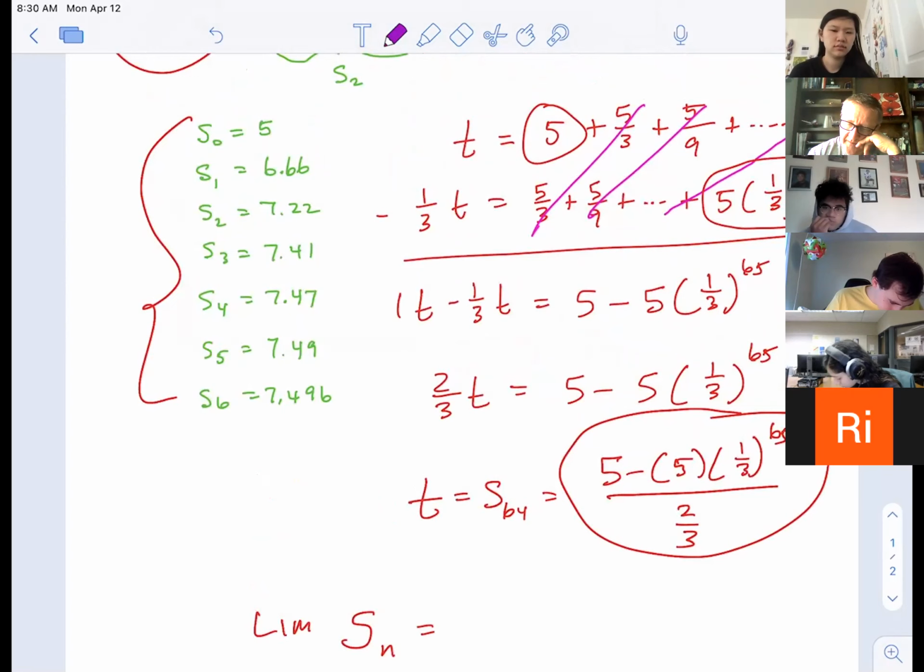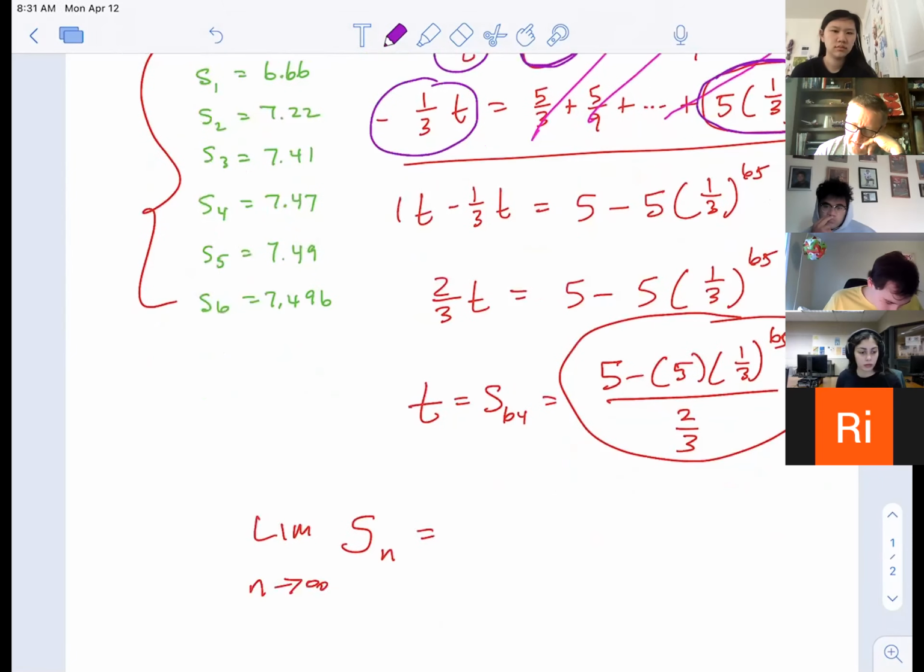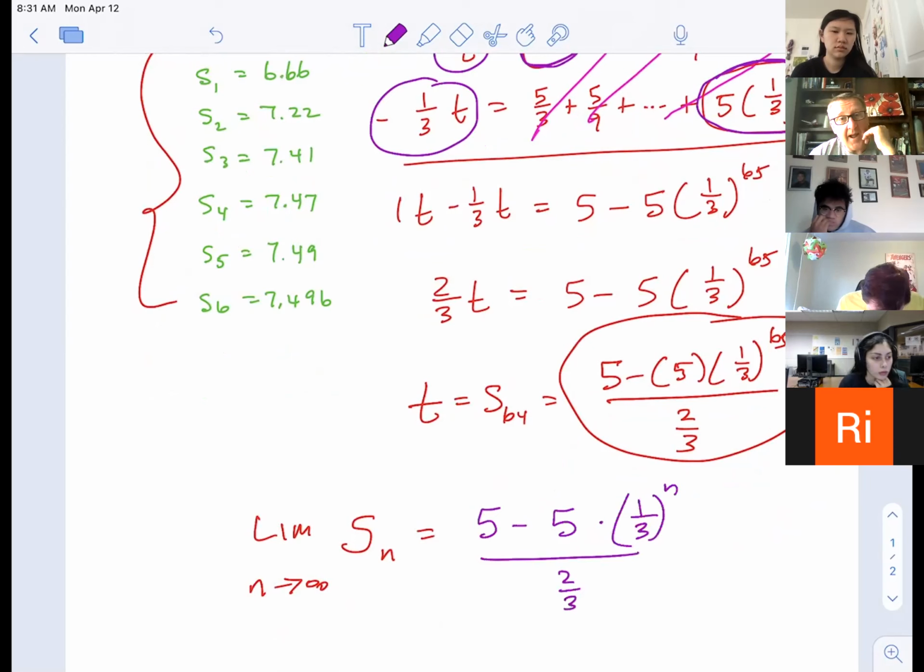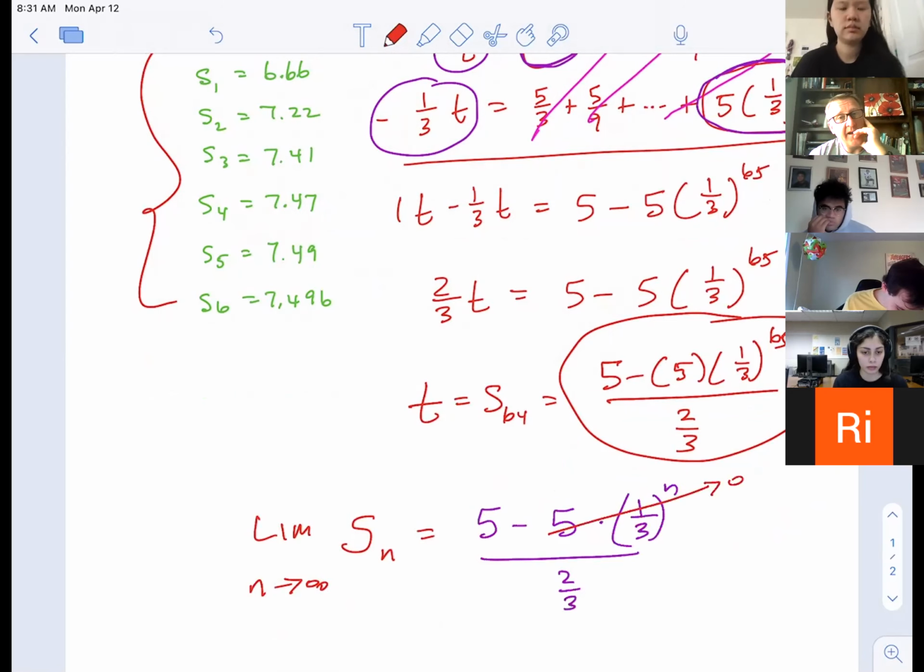Yeah. So notice nothing changes. You still have this 5 and you still have this t and you still have that 1/3 t. But this term right here, what is it? Basically 0. Yeah. You have 1/3 to the n power divided by 2/3. But what happens to 1/3 when it's to the infinite power? Well, that whole thing is on its way to 0. And so it really is 7.5.